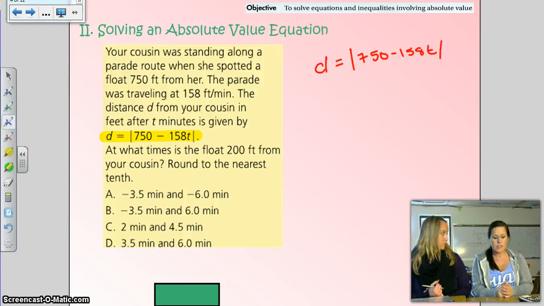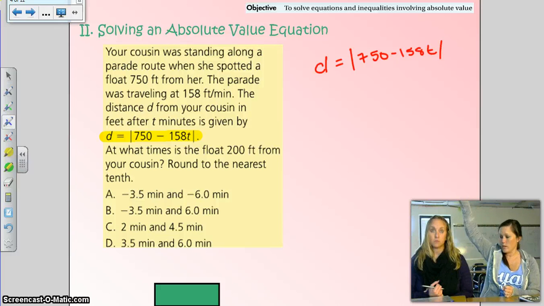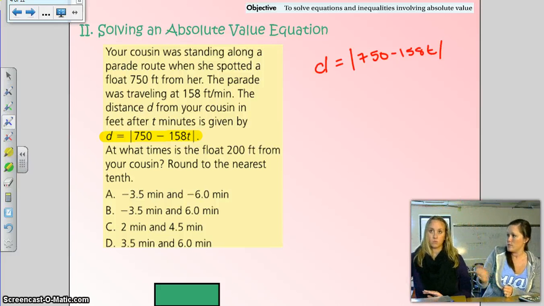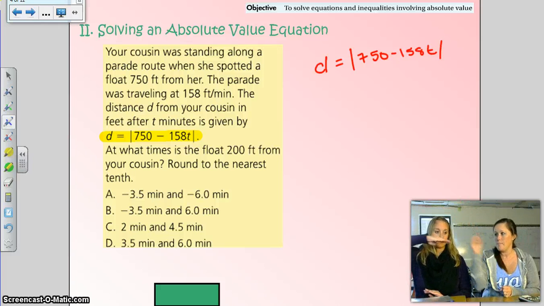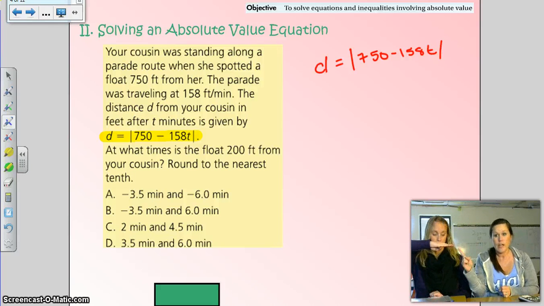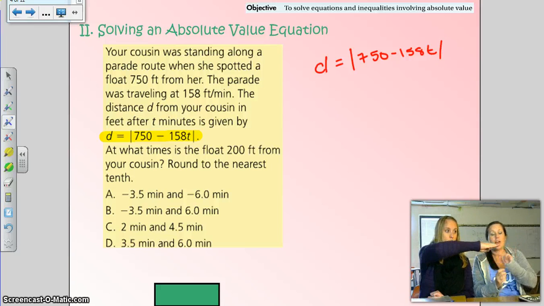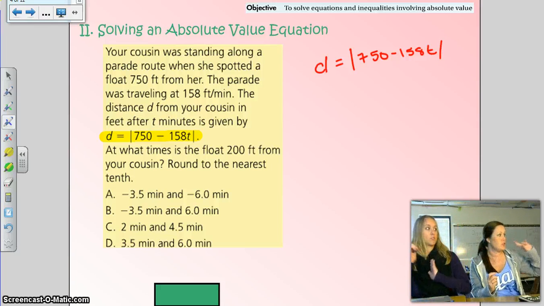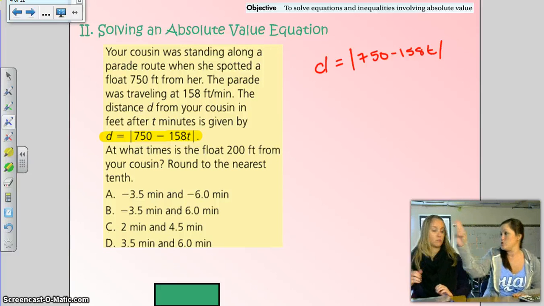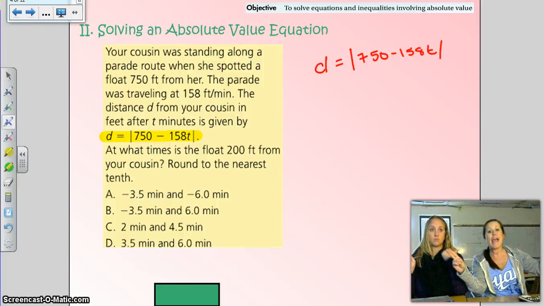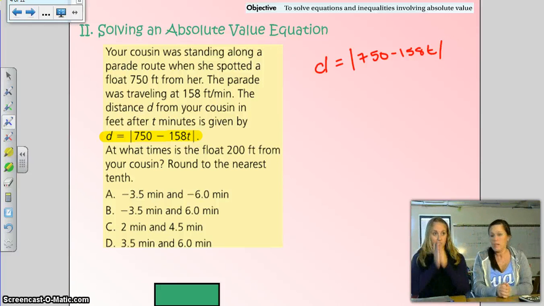So remember, cousin is 0. The float is going to start traveling, so it's going to be 200 feet here. And then it's going to keep coming, and then it's going to keep going, and it's going to be at 200 on that side of me. So it's going to be 200 positive and 200 negative, because remember, cousin is 0.